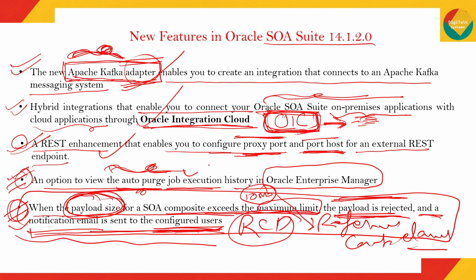You can see the status of your purge job now from the Enterprise Manager console. And specifically in the reference configuration domain, you have the option where if any payload size exceeds the maximum limit of 10 MB, you can configure an email notification to be sent to the configured users. And this is specifically related to the reference configuration domain, which I have already explained to you. So this is all about the new features in your SOA Suite 14.1.2.0.